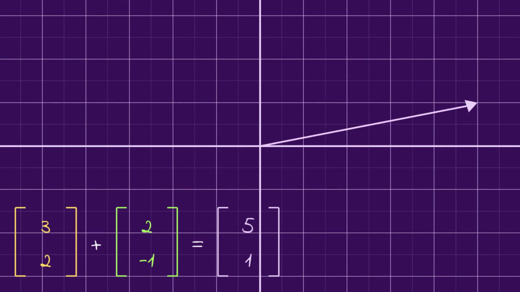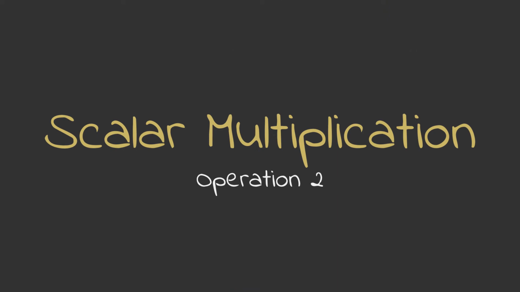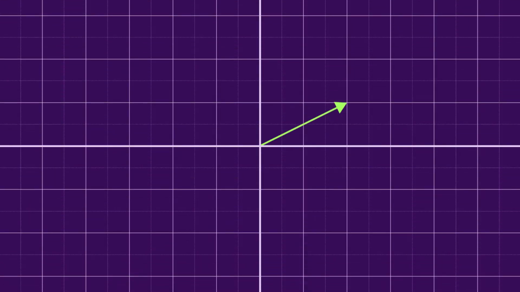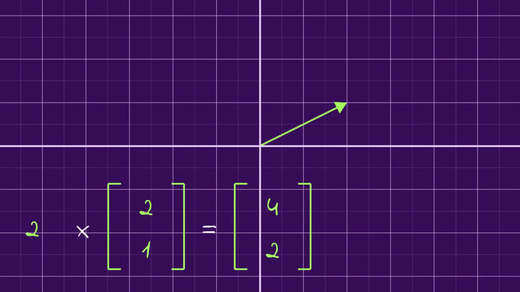Another useful operation we could do is scalar multiplication. When you multiply a scalar by a vector, the vector stretches or compresses. For example, if we multiply this vector by 2, the new vector will be twice as big. If we multiply it by 3, it would be 3 times as big. Similarly, if we multiply our vector by half, the vector will compress to half of its original size.